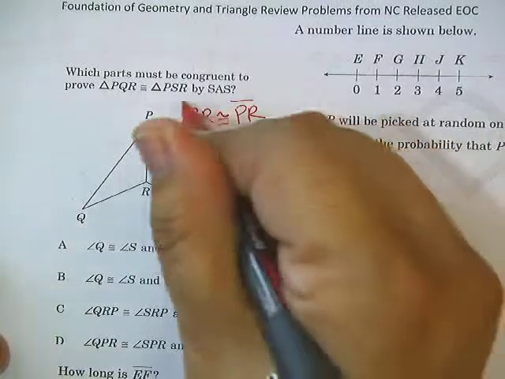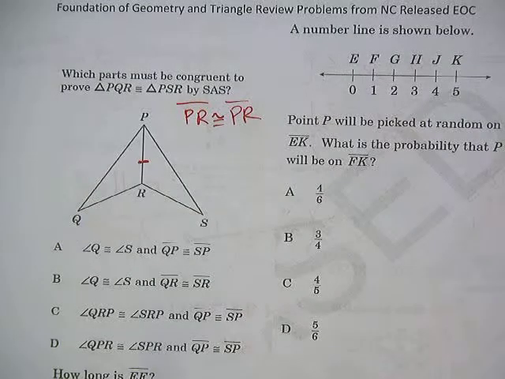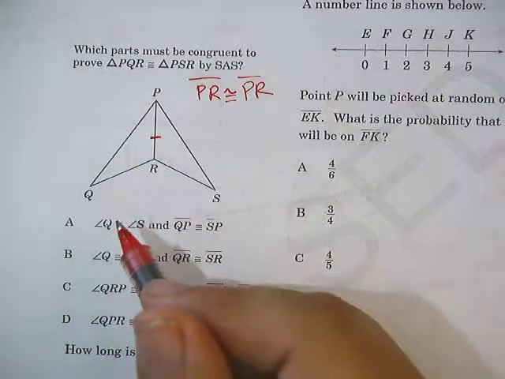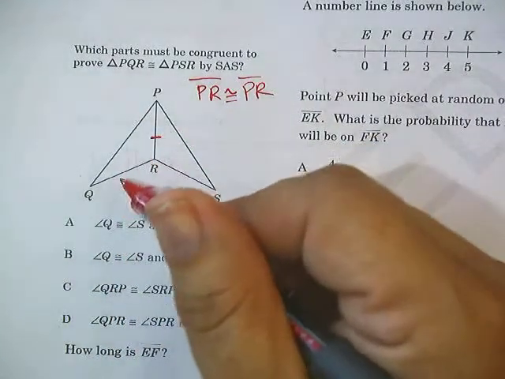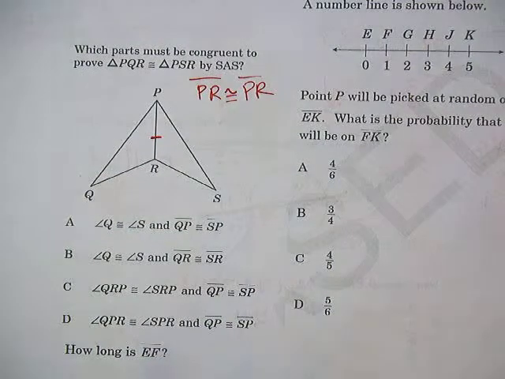Well, that's called the reflexive property. That's like saying 3 equals 3. So something is congruent to itself. And so I just need two angles. If it's side, angle, side, I'm going to need an angle and a side.